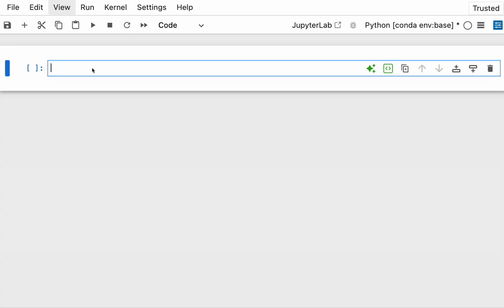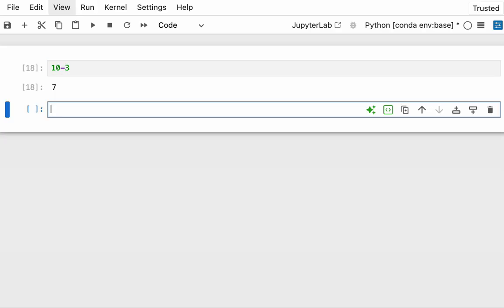Let's say we have 10 and we want to subtract 3 from it. As you probably already know, we use the hyphen sign, so we can do 10 minus 3, and then we enter, and we got 7.